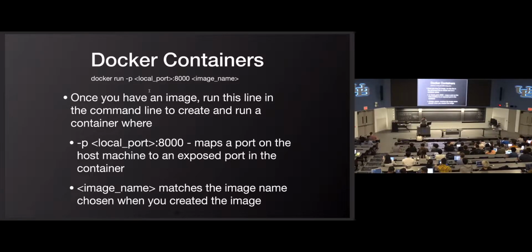Yeah? So you need a Dockerfile that you write that creates an image, then you create a container. Yep, exactly. And then the image name matches whatever image name you chose when you created your image.